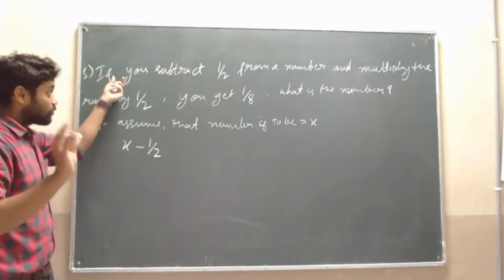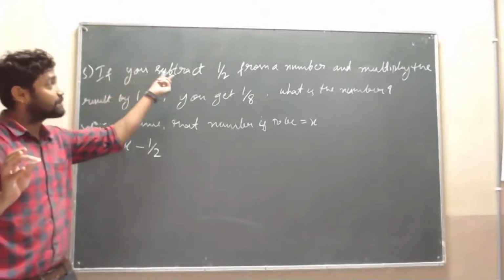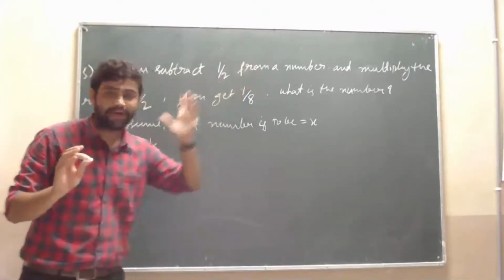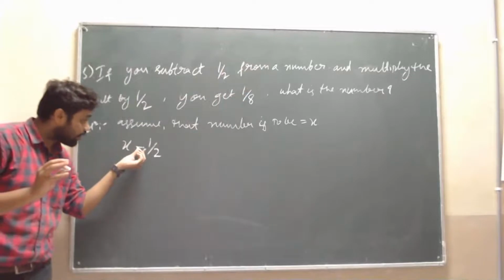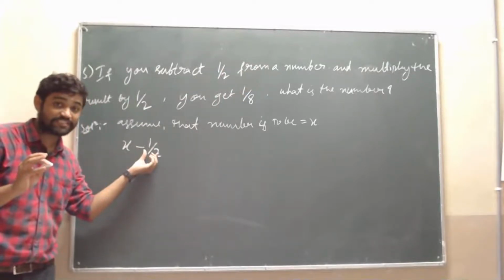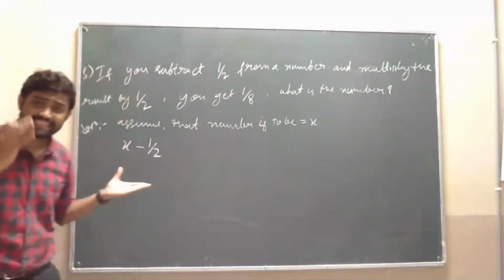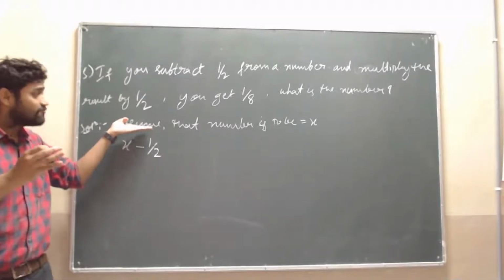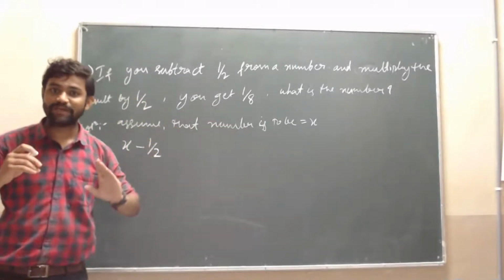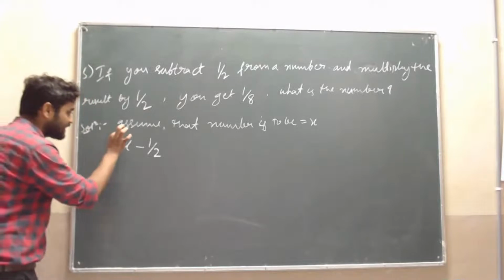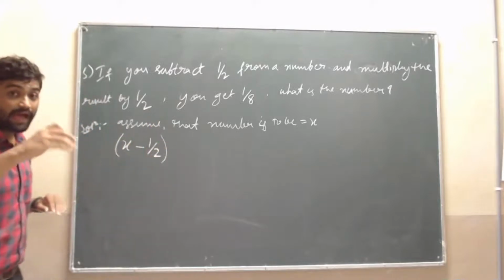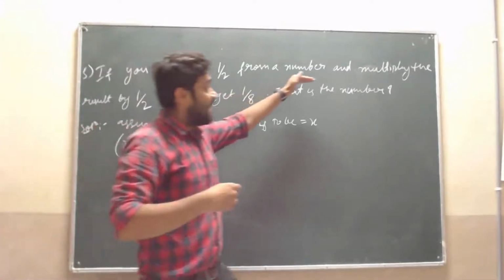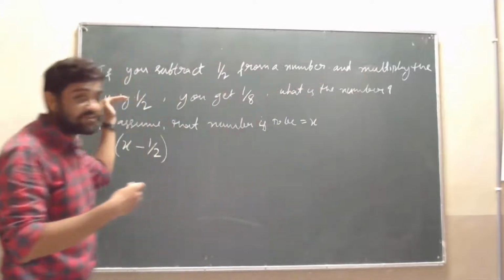One more time I will explain. If you subtract 1 by 2 from a number, I am subtracting 1 by 2 from the number. Which number? That is x, because we have to find out the value of x only. See here, I will put the bracket here. And continuing the question, and multiply the result with 1 by 2.